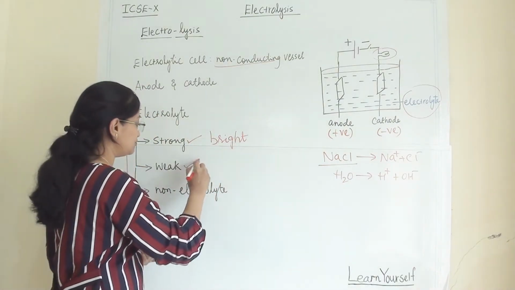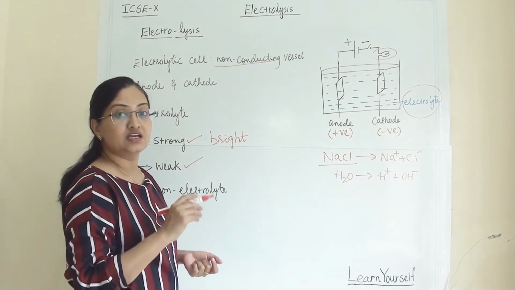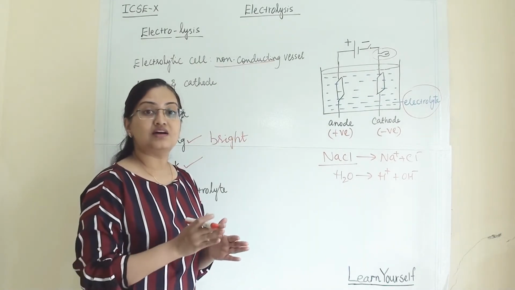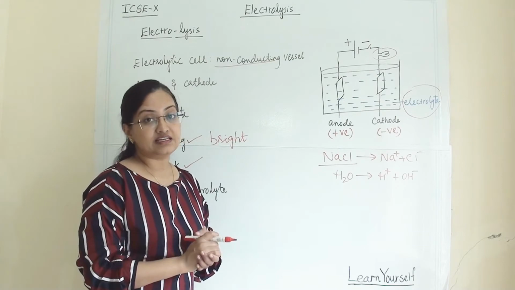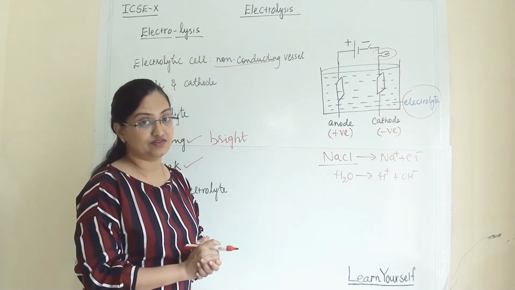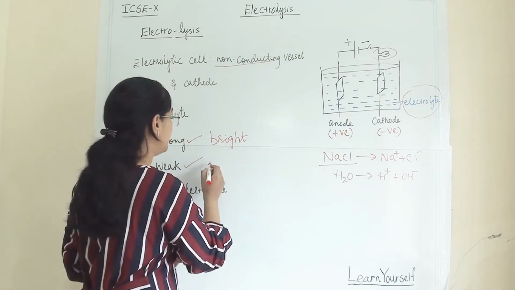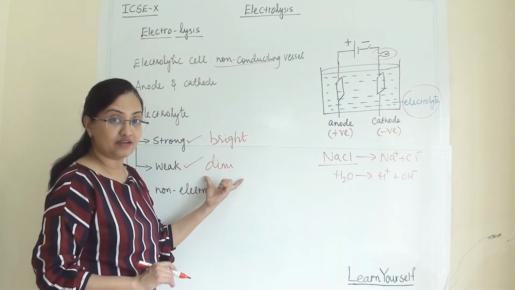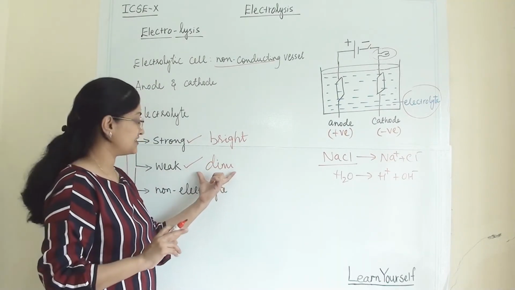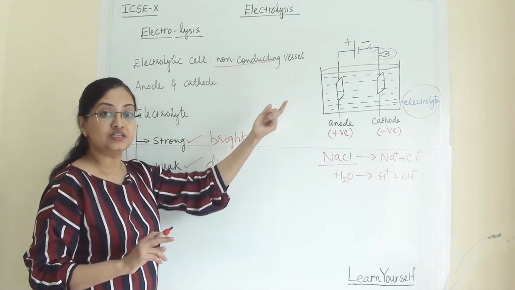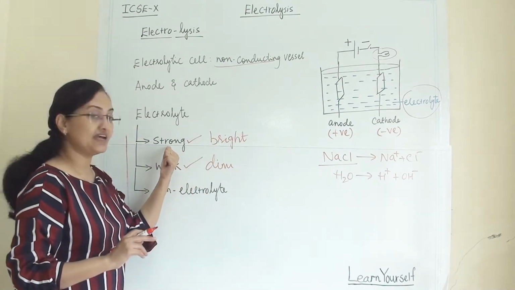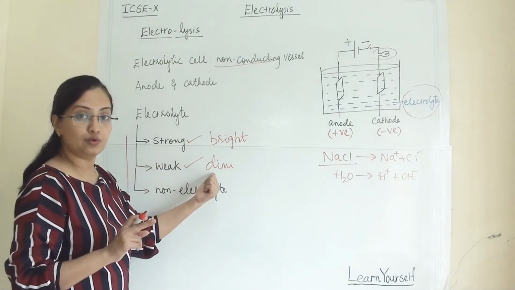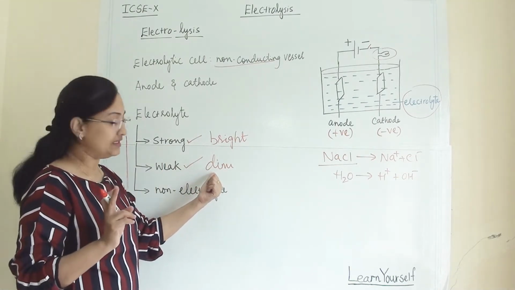Now when we are using a weak electrolyte, the amount of ions will be low. So it won't pass electricity efficiently, but it will pass some electricity. So our bulb will be dim, because there are fewer ions, but ions are there. That's why the bulb will not glow as brightly as it does with the strong electrolyte. The bulb will glow, but it will be dim.